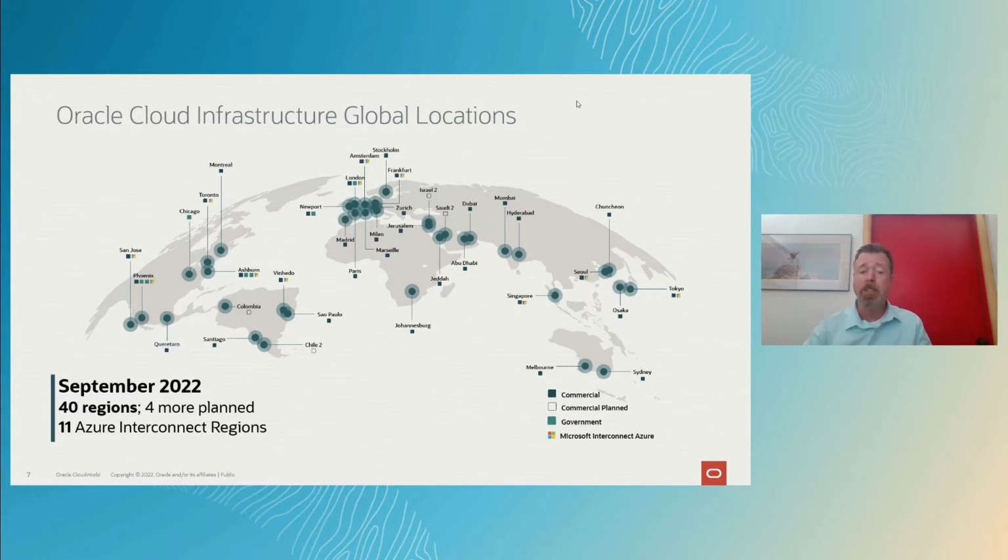11 of those are Azure Interconnect regions as well, which are important for those of you looking at multi-cloud. And they fall into the category of commercial or government, right? So we have a ton out there. Really important when you start thinking about disaster recovery. And you go, well, here's my primary site, and here's my secondary site, or even tertiary site, and I can go ahead and look at the different options that are available to me.